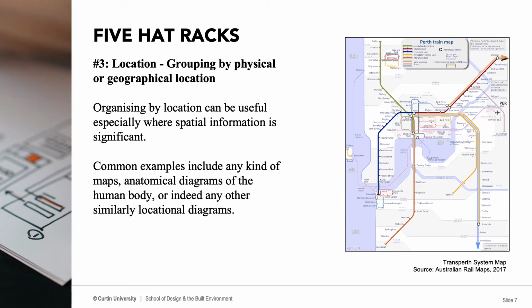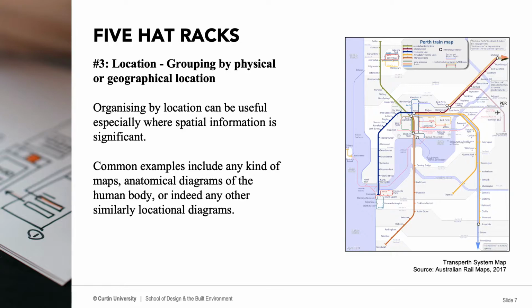The third category or organizational method is by location. So grouping by physical or geographical location. Organizing information by location can be really useful, especially where the spatial information is important to you. So for example, if you're looking for a particular destination, it really helps to pull up the Transperth map and then you can go, oh, so I'm here at Karrakatta. How do I get to East Perth? And having this geographical orientation really helps you to find your spot there.